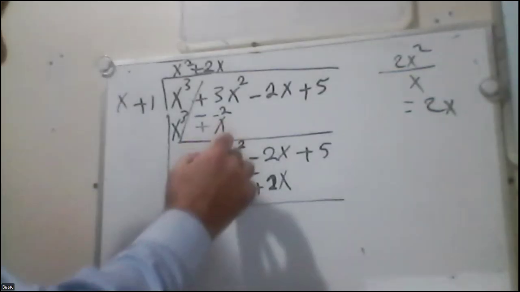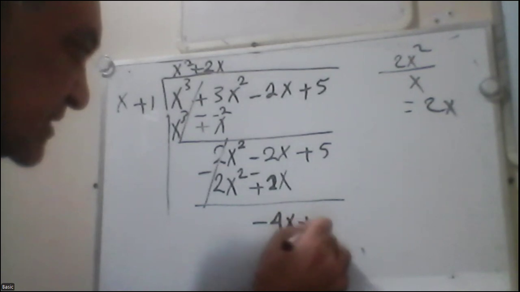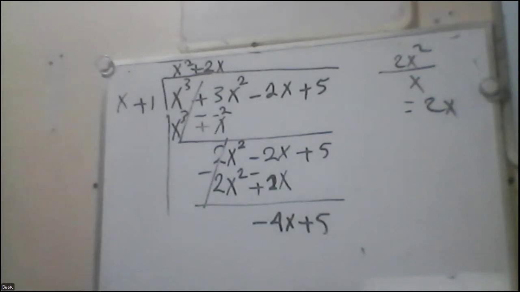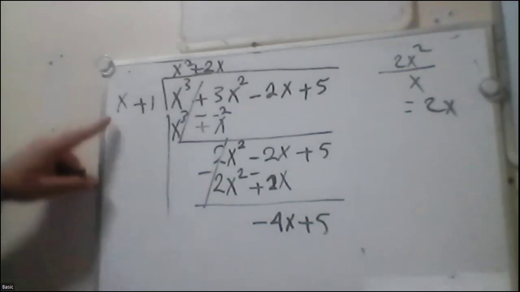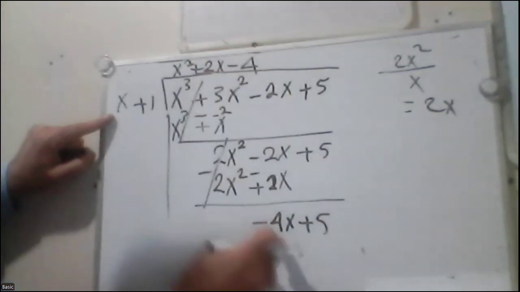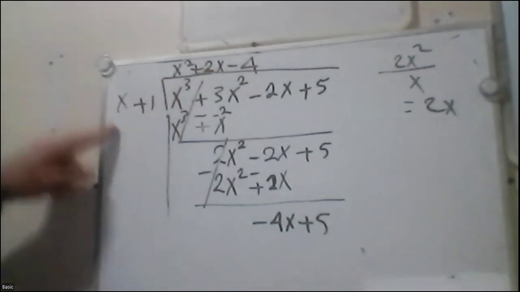Then this will go with this, and this will be minus 4x plus 5. Now, I will take the minus 4x and divide it by x. That will give me here minus 4. Now, I will take back the minus 4 and multiply it by the two numbers.